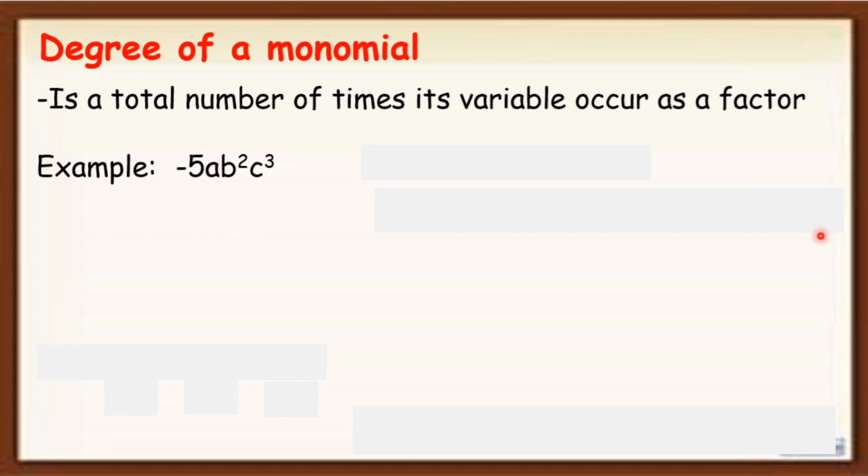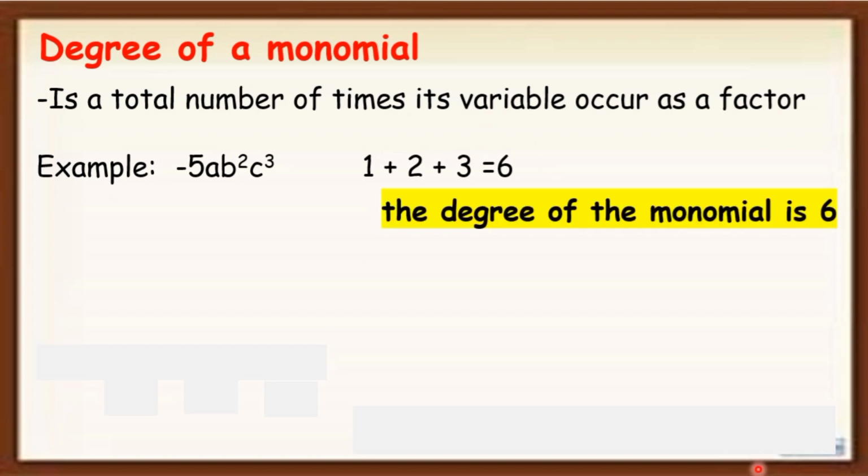then after that, kapag nakuha na natin yung degree ng isang monomial, we are going to add. So i-add lang natin siya. So 1 plus 2 plus 3 is equal to 6. Therefore, the degree of the monomial is 6. How about if we are going to get the degree of a polynomial?